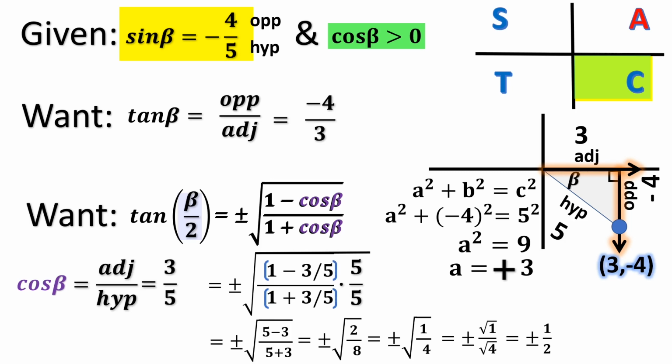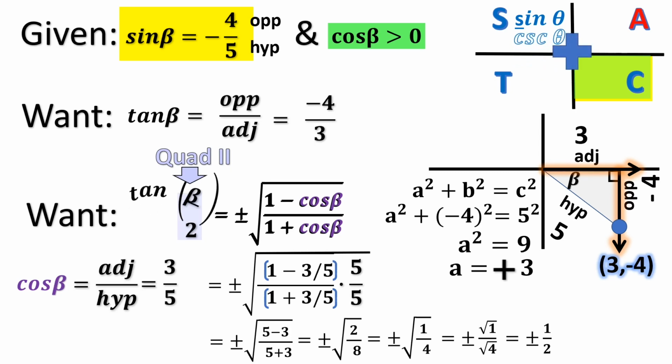If you take any angle measure in quadrant 4 and divide it by 2, you will find that you are in quadrant 2. For example, 300 degrees is in quadrant 4. If you divide that by 2, you get 150 degrees, which is in quadrant 2. In quadrant 2, only sine and its reciprocal function cosecant are positive. The tangent of beta over 2, an angle in quadrant 2, will be negative, so the answer is negative 1/2.